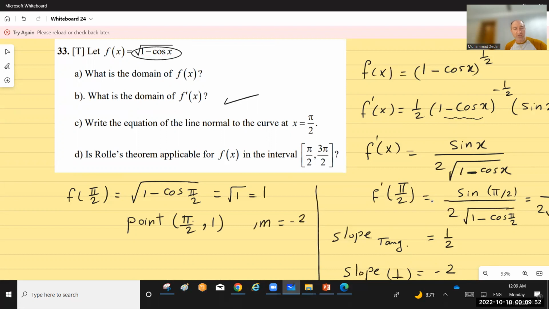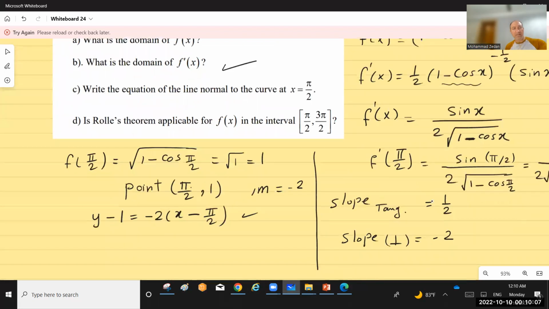So the equation of the normal: y minus y1 is equal to the slope -2 times x minus x1, which is pi over 2. This is the equation. You can simply rewrite it and simplify it, no problem, to make y the subject.